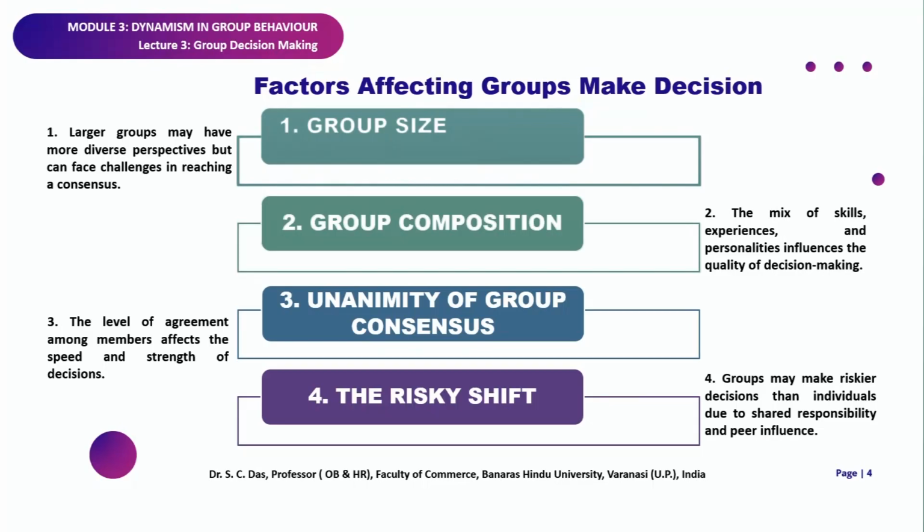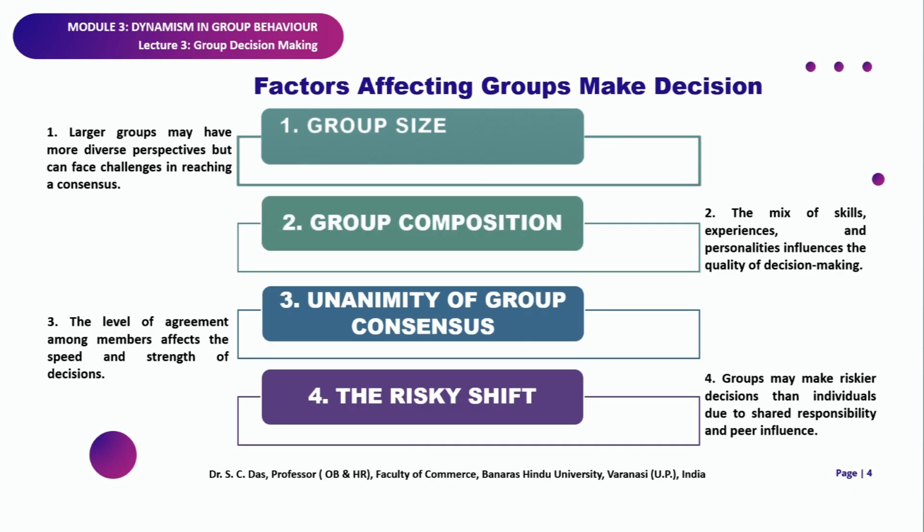Then group composition is a very important thing. What kind of people are to be incorporated in the group? A mix of skills, experience and personalities influences the quality of decision making. Whether skilled people are involved, whether good personalities are involved, whether experienced people are involved. All this is a great issue, because decision making is not a particular task where similar types of people are there. Basically, a heterogeneous group of people are there.